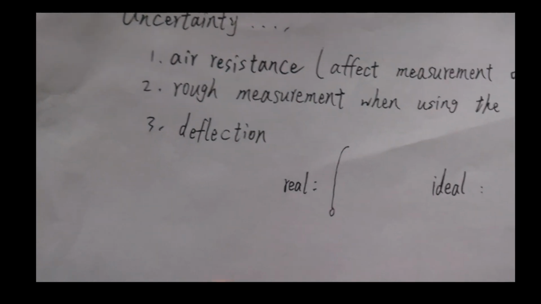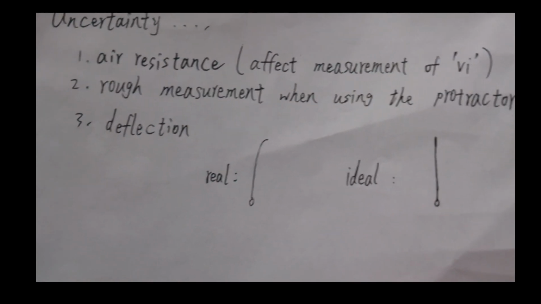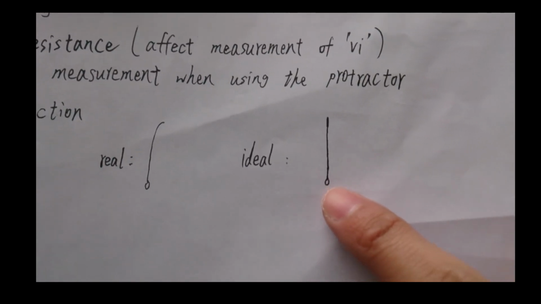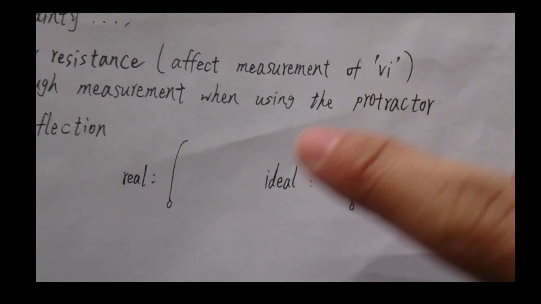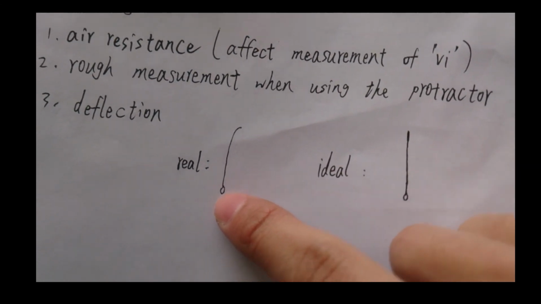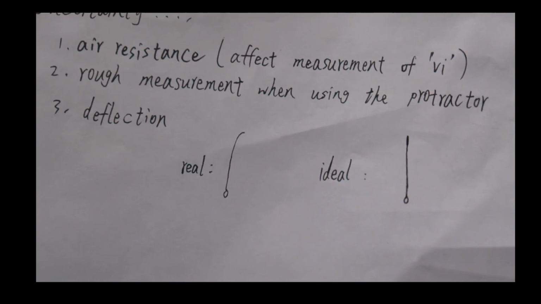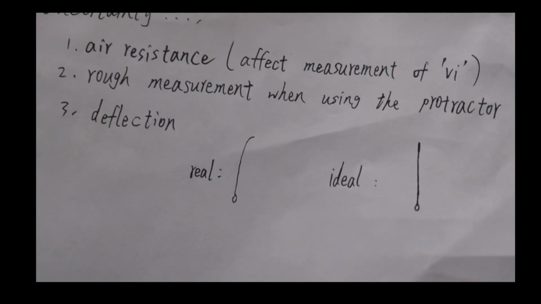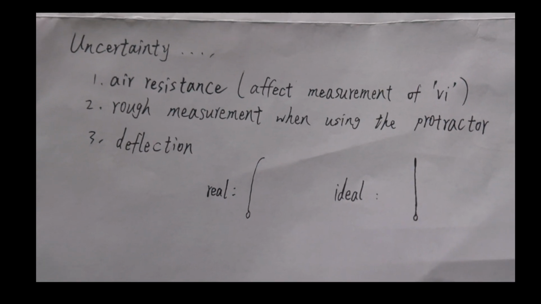Well, the final uncertainty was the diffraction. When measuring the initial velocity, we assume that the ideal way will go straight. Well, but in fact, the real way was going with a diffraction. This was actually a big uncertainty when measuring the initial velocity.